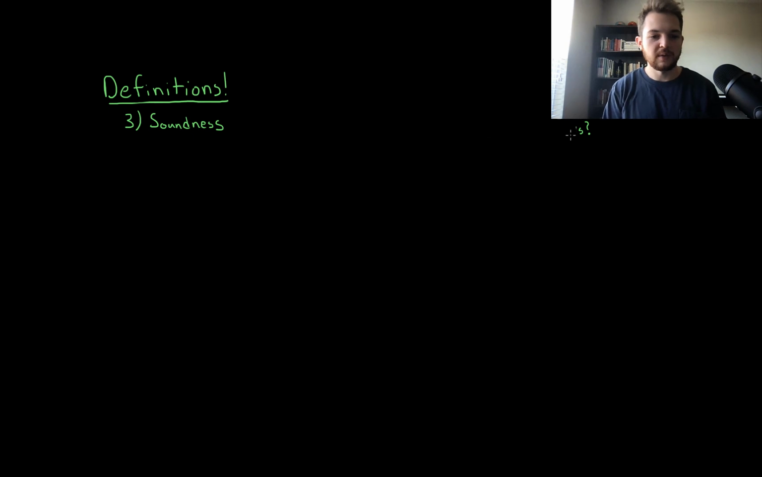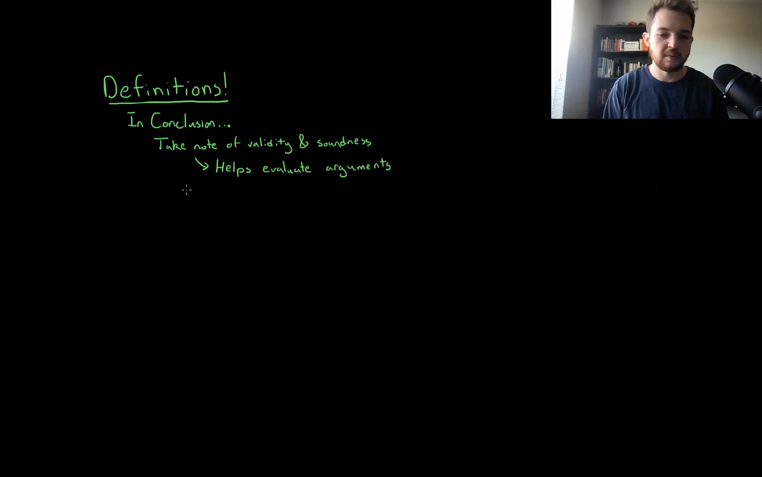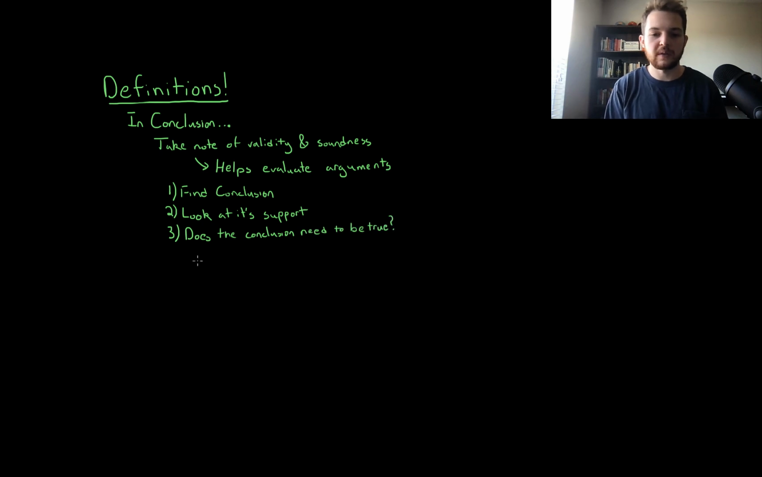So, validity and soundness are important concepts to keep in the back of your mind while studying the LSAT. They'll help you notice assumptions that arguments are making. Find the conclusion in the argument and look at the support that's given for it. Will the conclusion have to be true? Does the support have to be true? If you answer no to either one of these questions, the argument is flawed in some way.